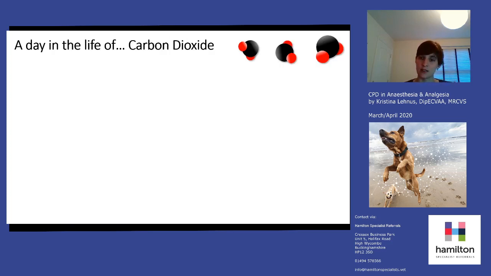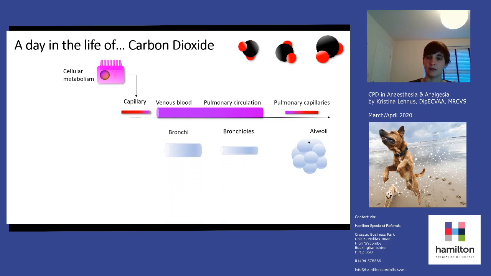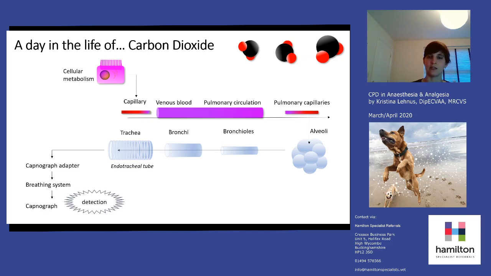Now moving on to the respiratory side of things. So I thought I'd summarize a day in the life of carbon dioxide, and basically I just want to follow the carbon dioxide molecule from the cell all the way to the capnograph where we detect it. So we've got our cellular metabolism. The CO2 then travels across a concentration gradient into the capillary, which then drains into the venous blood, including the pulmonary circulation, and into the pulmonary capillaries. It then crosses into the alveoli, hopefully over a negligible diffusion barrier, into the bronchioles, bronchi, trachea, out via the larynx, and then the capnograph adapter on the breathing system sends it to the capnograph, which detects it.